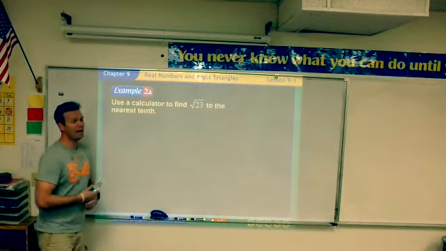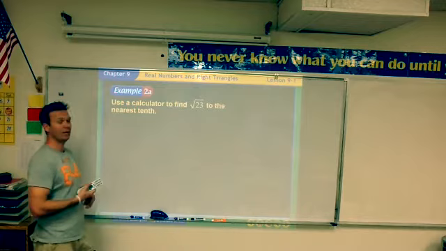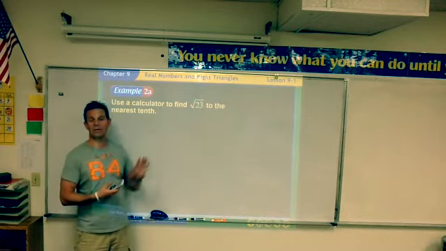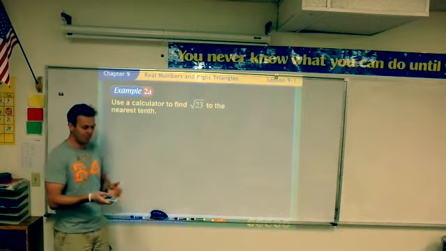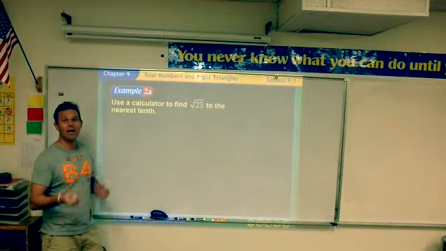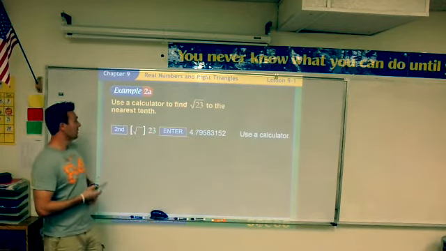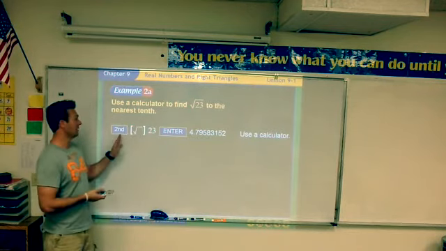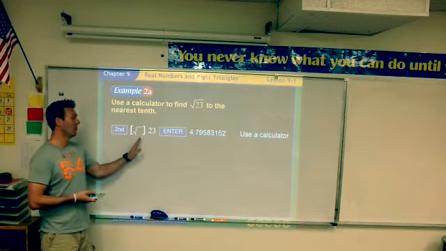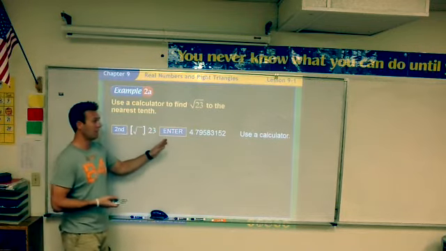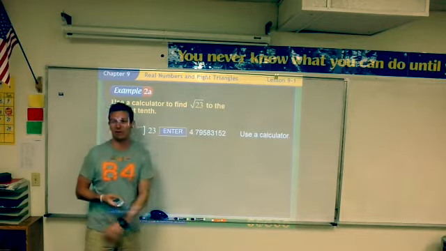Okay, so now if we had to use a calculator to find the square root of 23, the first thing you'd say is, well, I look at 23 and there are no numbers that multiply together to give me 23. Well, you can actually find the number to the nearest tenth, and that's actually what they're asking you to do. So on your calculator, you hit the second function, the square root button, or the radical sign, type in the number 23 and press enter. And you should get some kind of an answer that looks like that.